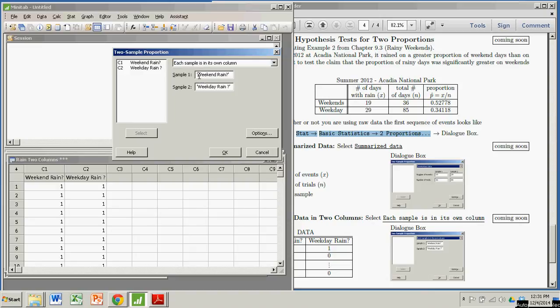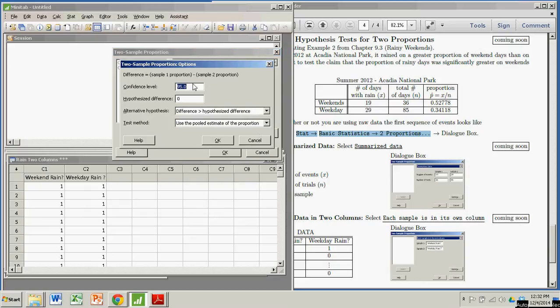I've already done this, so these are already filled in, but if you didn't, these would be blank. You have to make sure your cursor is in this box, otherwise you won't see your options over here. Sample one will be my weekend rain, so I'll select that. Sample two will be my weekday rain. I'll select that, and now I'm going to go to my options.